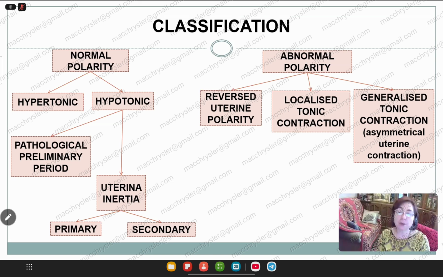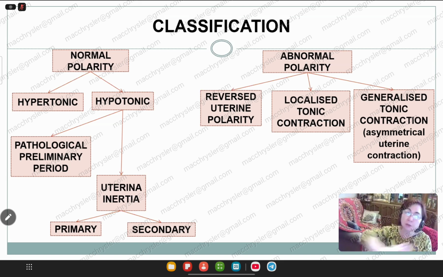Another situation: we have localized tonic contraction, when the contraction ring, which is situated in the middle part of the uterus, contracts more strongly than the upper part, the fundus, and the lower segment. As a result, the uterus has the shape of an hourglass, and also there is no progress of labor. Additionally it can be a risk for hypoxia, because there can be compression of the fetal neck by the uterine muscles, also dangerous.